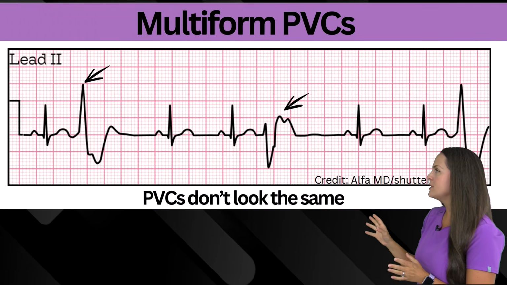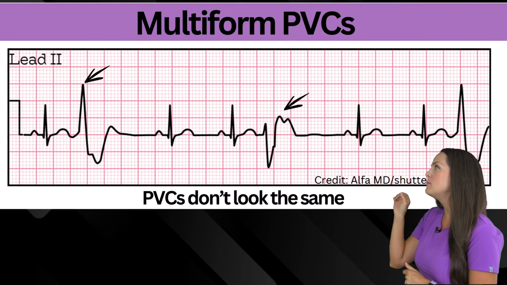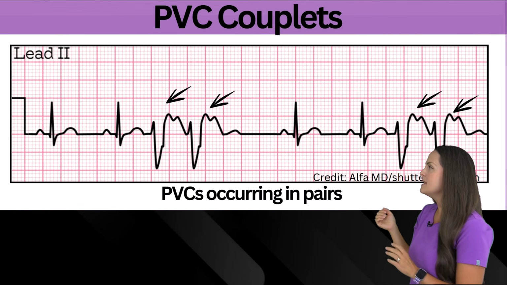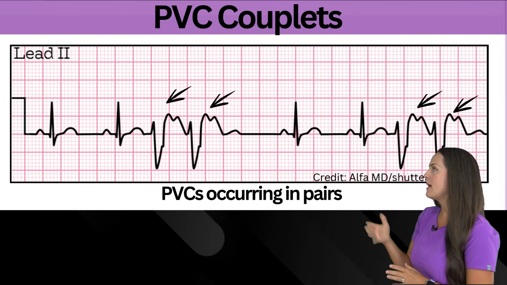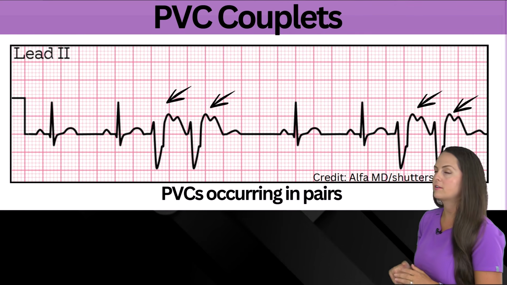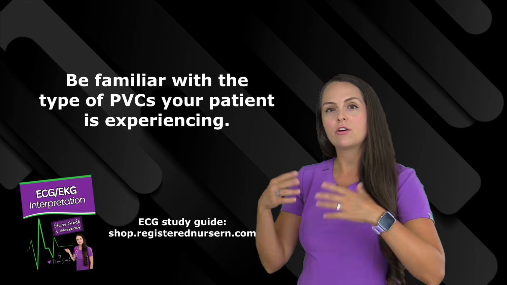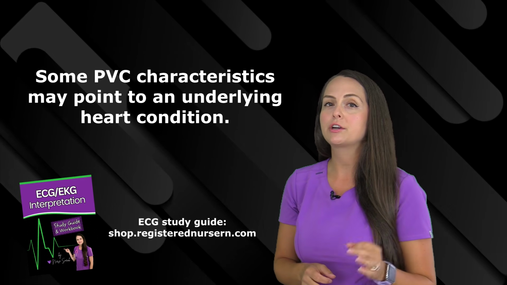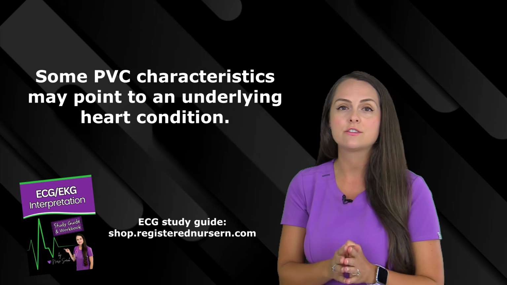Now, PVCs can look a little bit different. Sometimes they can be all uniform where the PVC looks the same, but sometimes they can look a little different. They'd be multiform. So PVCs are different, as you can see here in this illustration. And then PVCs can sometimes run in couplets where you have 2 together. So you have here in this illustration, we have a beat, beat, and then we have 2 PVCs together. Now, you always want to be familiar with the type of PVCs your patient is having, because although PVCs can be a benign thing, they really don't cause problems, certain characteristics of certain types of PVCs could mean that your patient has an underlying heart condition and it needs further investigation.